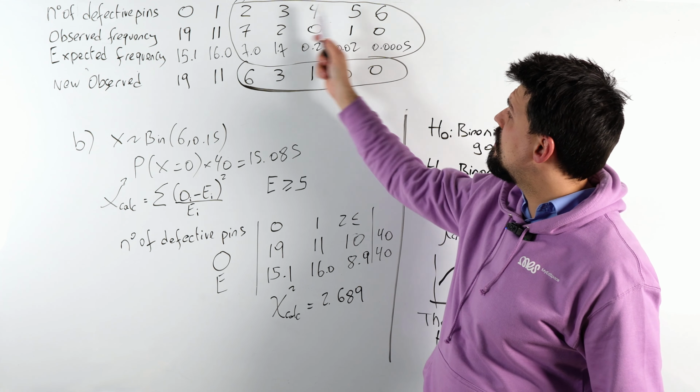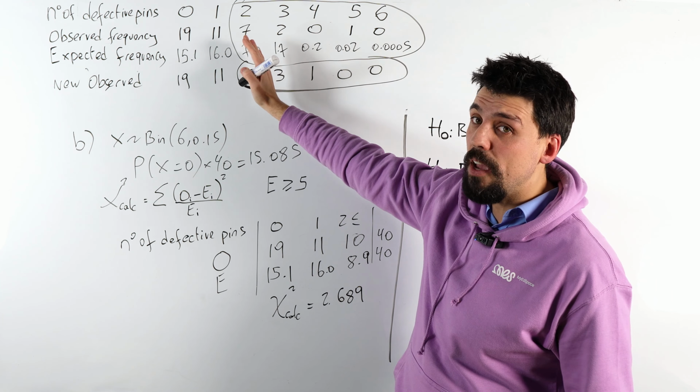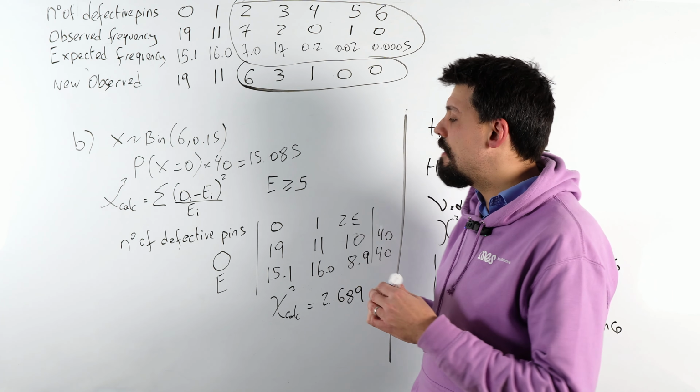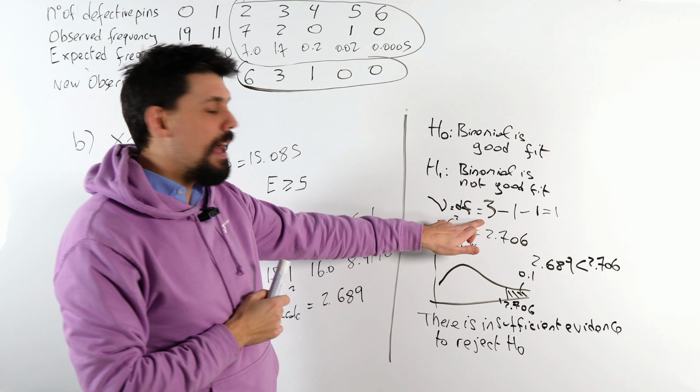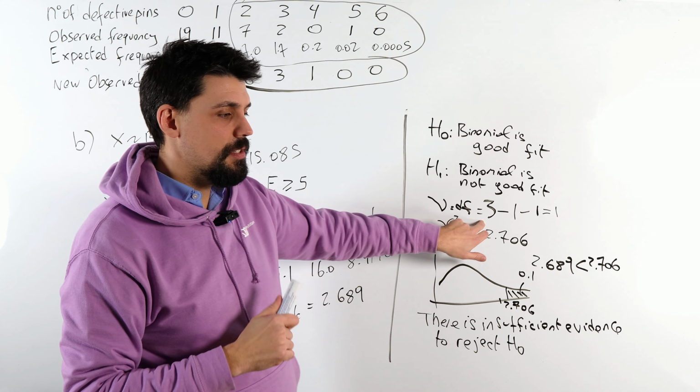Number one, forgetting to make sure that your expected frequencies are all at least 5. Very common mistake. And then being very careful about how many degrees of freedom. All right? Don't fall for it.